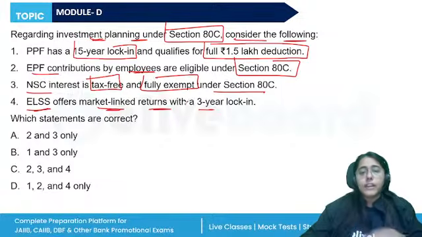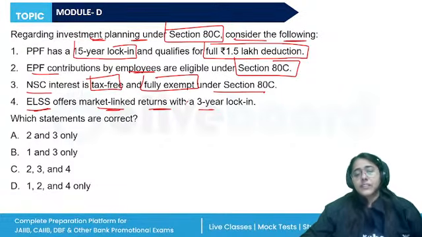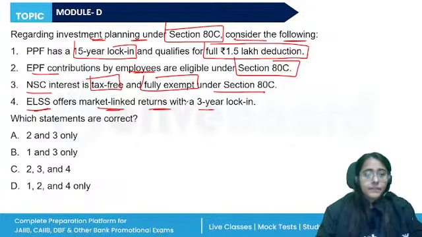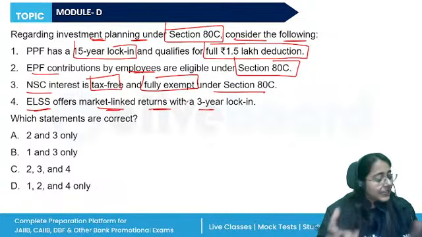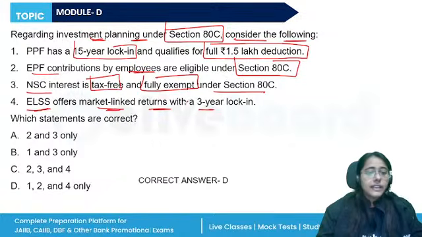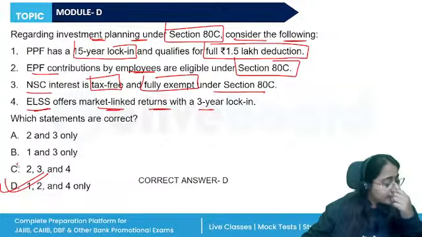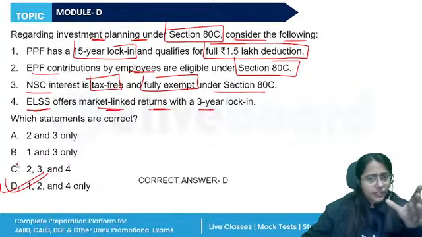When we are talking about the National Savings Certificate, it is used to earn tax saving up to 1 lakh per year. But it is not tax free. We are only saving on the tax. It is not fully exempt. So the correct answer should be D. Yes, the correct answer is D, 1, 2 and 4. If you're answering it correctly, then it is clear, I hope. We have discussed all of these: EPF, ELSS, PPF.